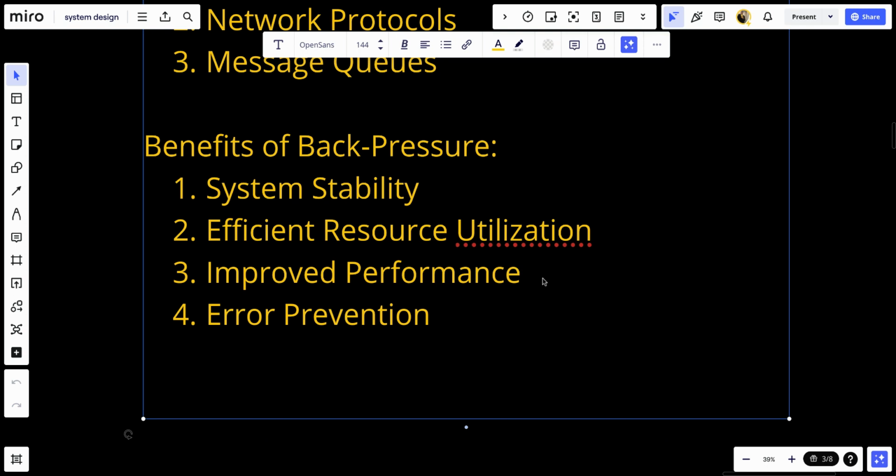And number four, we have error prevention. It reduces the risk of data loss, buffer overflows, and other errors associated with high data throughput. So, in conclusion, back pressure is a crucial mechanism in modern data processing systems, enabling efficient and reliable flow control. By implementing back pressure, systems can handle varying loads gracefully, prevent resource exhaustion, and ensure smooth and stable operations.